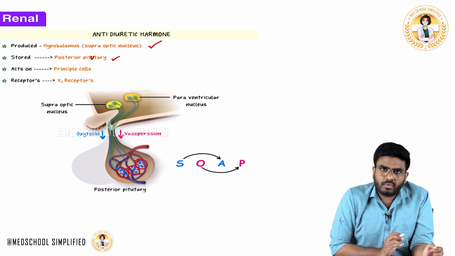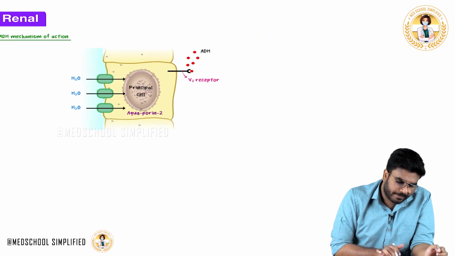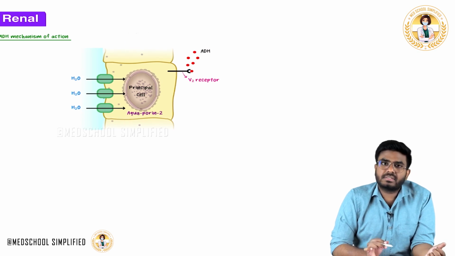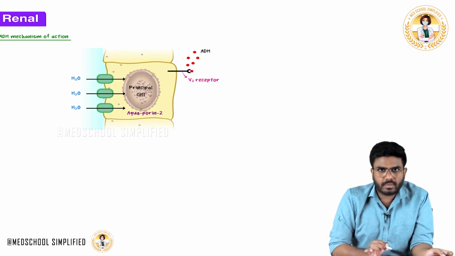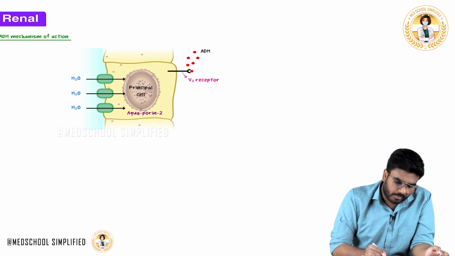Now, if the V2 receptors are stimulated, what happens? Look at this image, guys. Let's start the story here. This is the distal convoluted tubule or collecting duct. In both the distal convoluted tubule and the collecting ducts, these principal cells are present. On these principal cells there is the V2 receptor, and this V2 receptor is going to be stimulated by the anti-diuretic hormone. The anti-diuretic hormone will come and stimulate the V2 receptor.